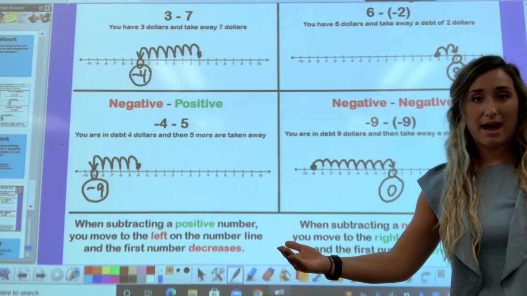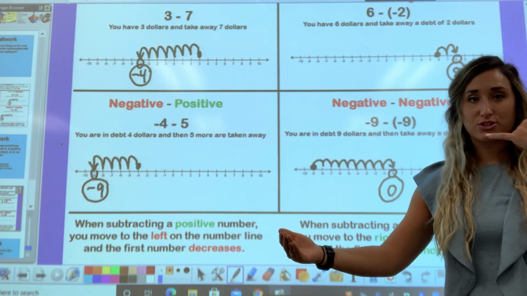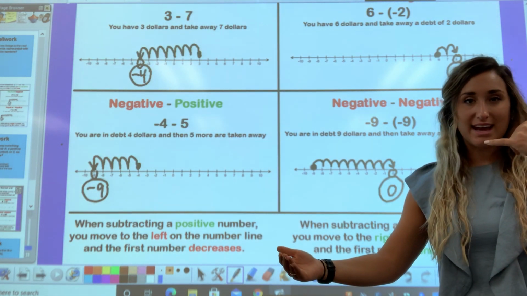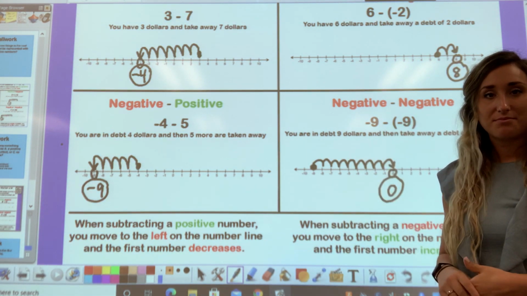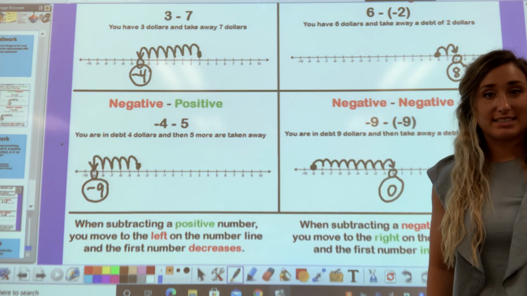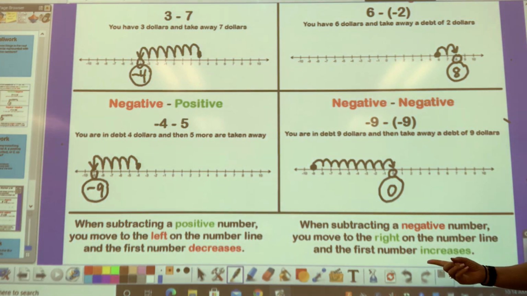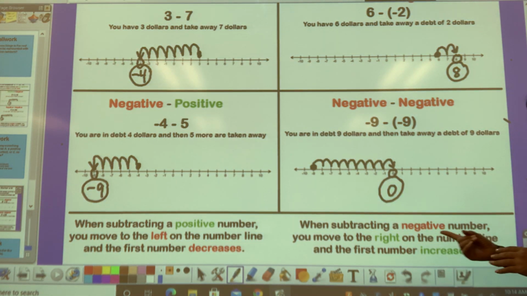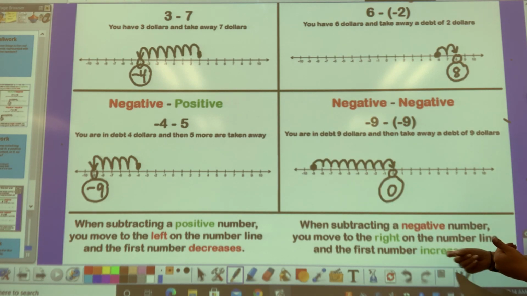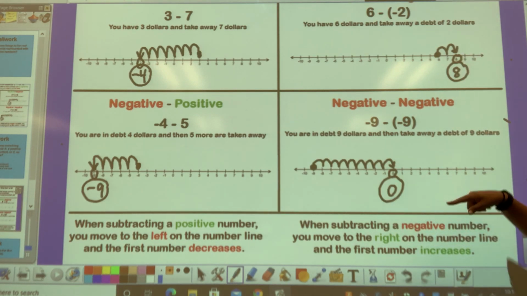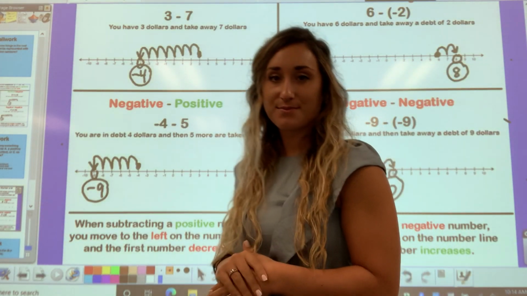Let's say your lunch account balance is at -9. Mr. Leatherman calls you and says, I'm going to take away that debt of $9. I'm going to take away -9. It makes sense that your balance is now at zero. So when subtracting a negative number, you actually move to the right on a number line and the number is increasing, like in those two examples.